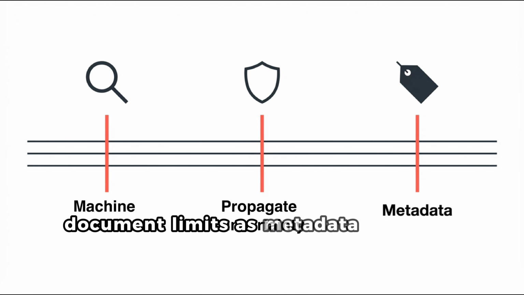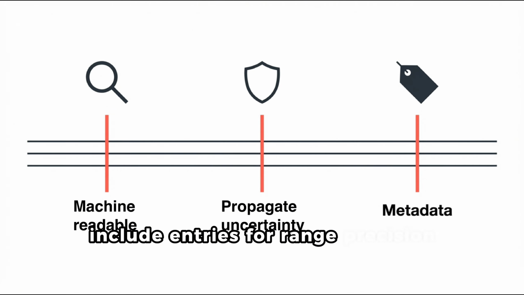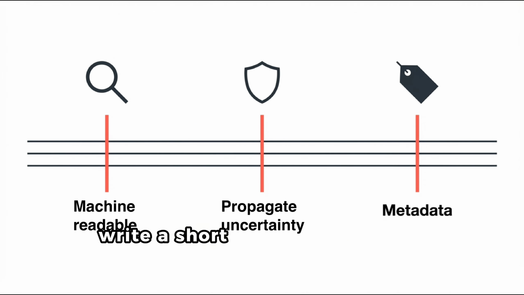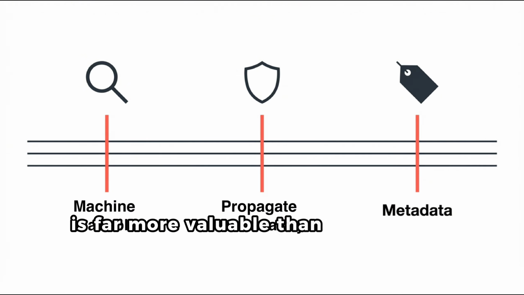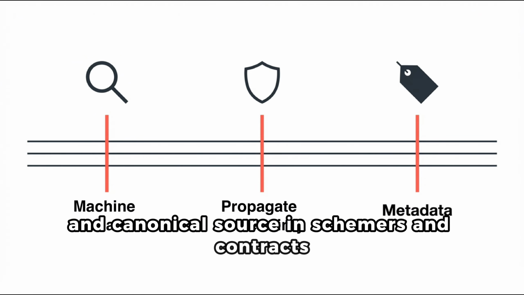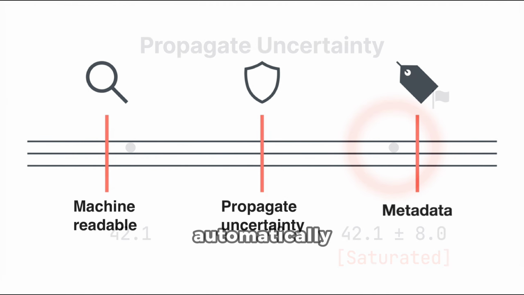Document limits as metadata. For every dataset or API, include entries for range, precision, sampling frame, update cadence, known biases, and what the data doesn't capture. Write a short "do not use for" note. Metadata that lists limits is far more valuable than a terse type declaration. Make limits machine-readable. Encode minimum and maximum values, null meaning, units, sampling rate, and canonical source in schemas and contracts. This lets pipelines and validation tools check for out-of-range conditions automatically.